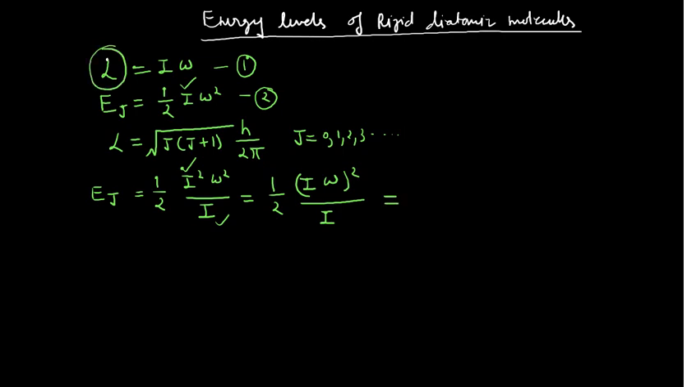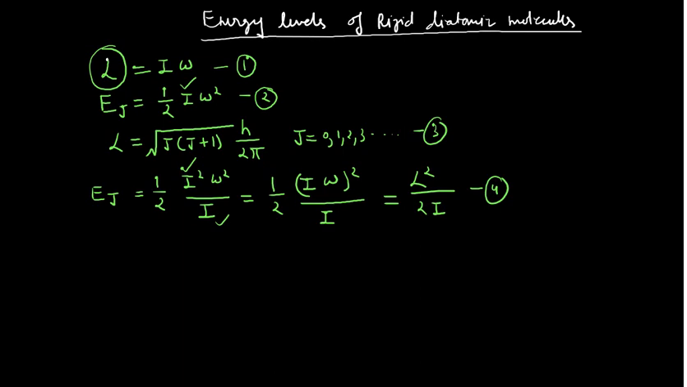I omega is L, so I omega square is L square. So you can write here L square divided by 2 of I. This is how you can write this expression, for example, say this is equation number 4. Okay, this was 3, this was 4.